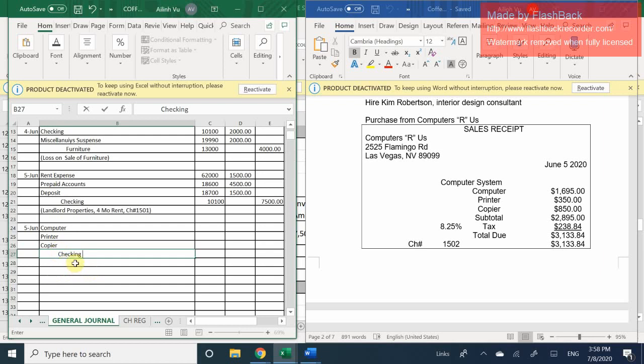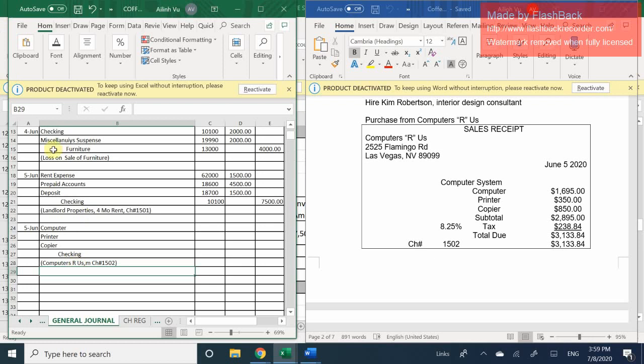Okay. So checking, because we wrote a check. We know how much for. Who did we buy this from? Computers R Us, comma. And the check number is 1502. At least I know that much so far because it says it on the receipt right here.